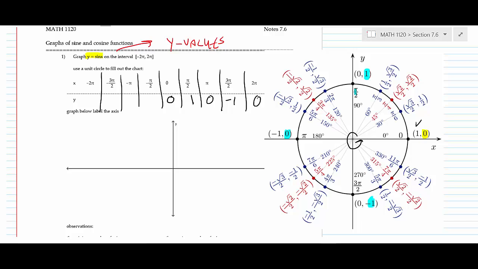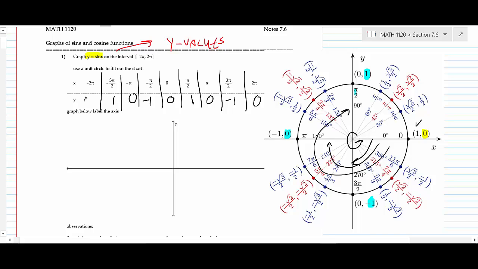Now if you go the other direction, you'll get the same values. Negative pi over 2 is here, so that's negative 1. Negative pi is 0. Negative 3 pi over 2 is 1, and so forth. So you can get that from the unit circle.